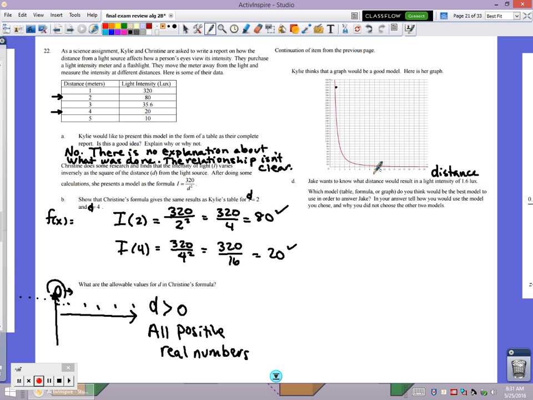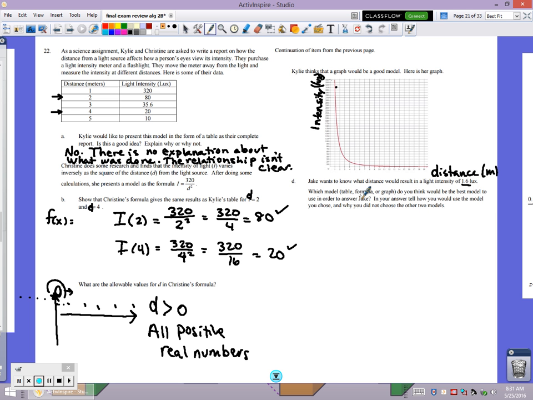So I think it's a good idea to write that down. And this is our intensity in lux. Sorry, forgot to write meters. All right, so Jake wants to know what distance would result in a light intensity of 1.6 lux.